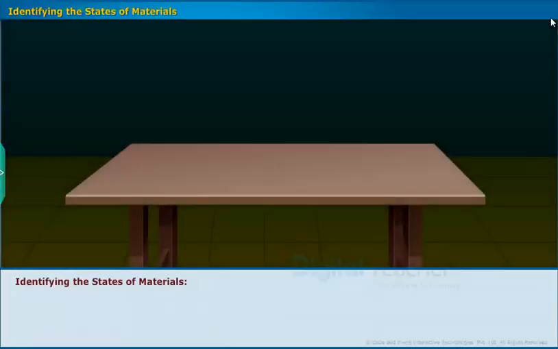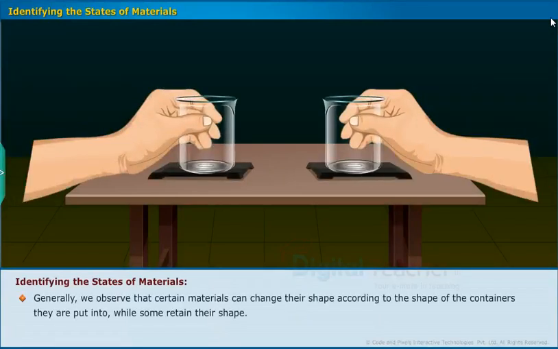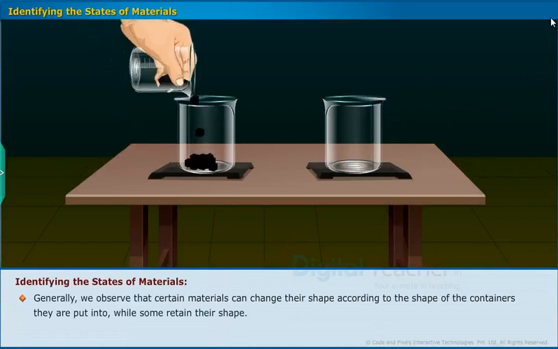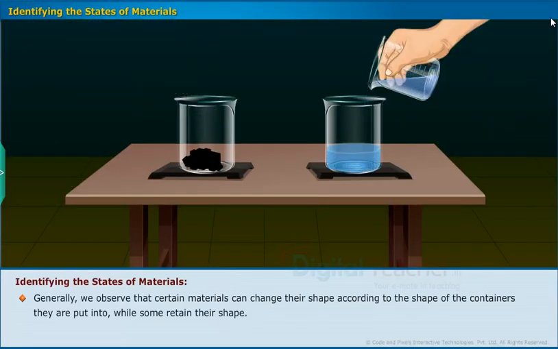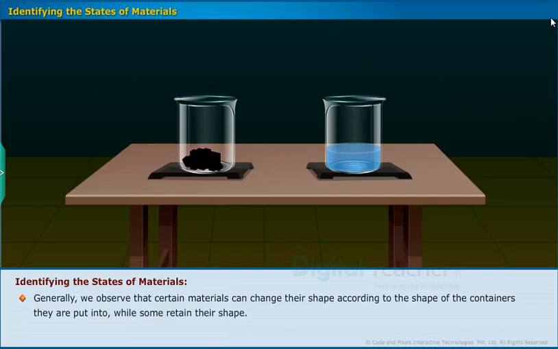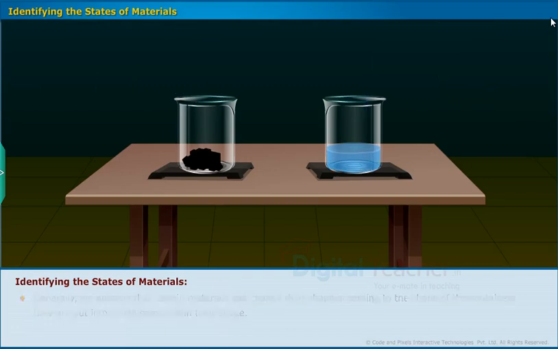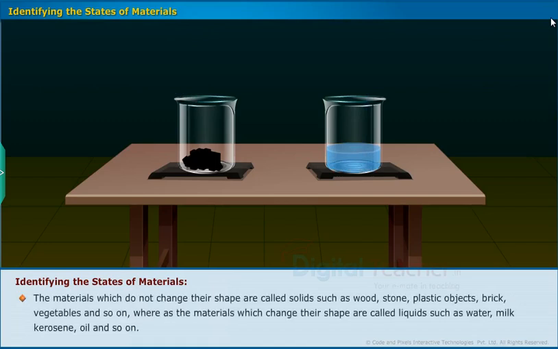Here, let us learn how to identify the states of materials. Generally, we observe that certain materials can change their shape according to the shape of the containers they are put into, while some retain their shape. The materials which do not change their shape are called solids, such as wood, stone, plastic objects, brick, vegetables, and so on, whereas the materials which change their shape are called liquids such as water, milk, kerosene, oil and so on.